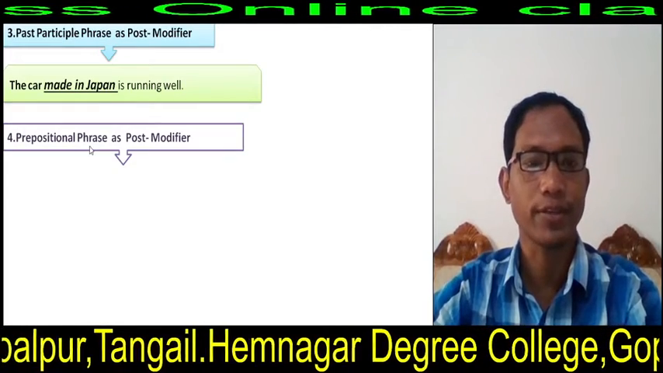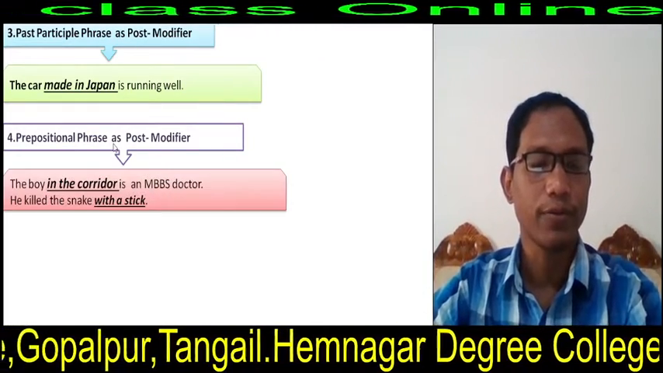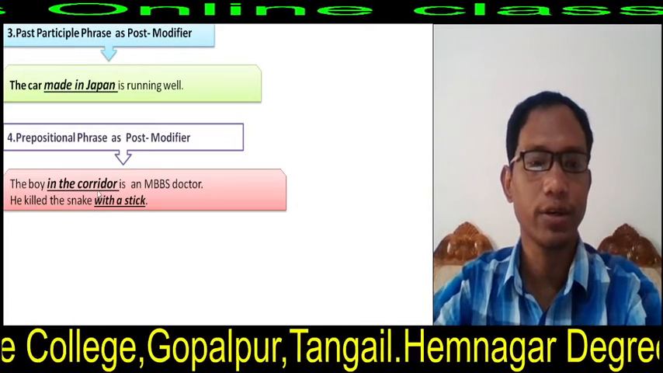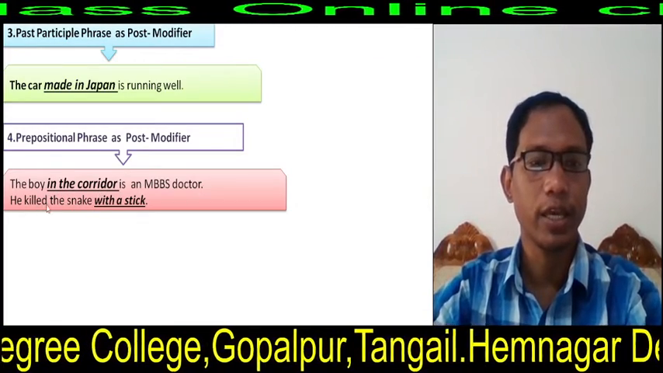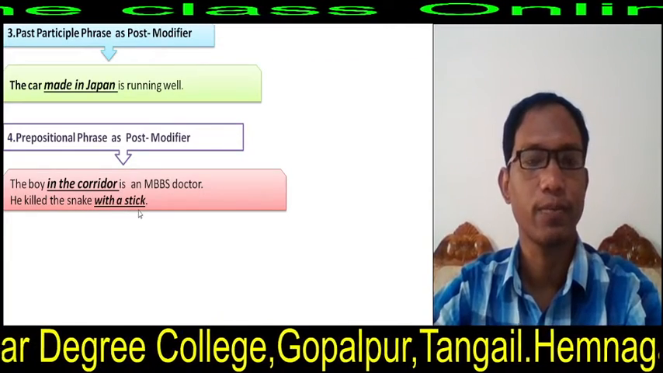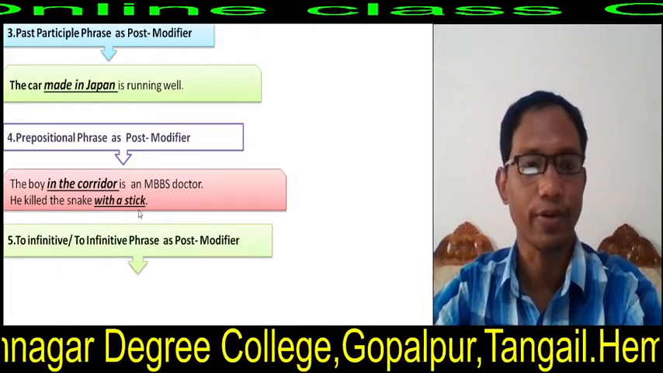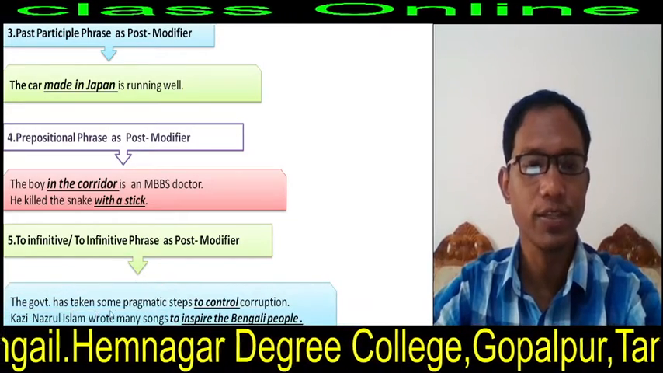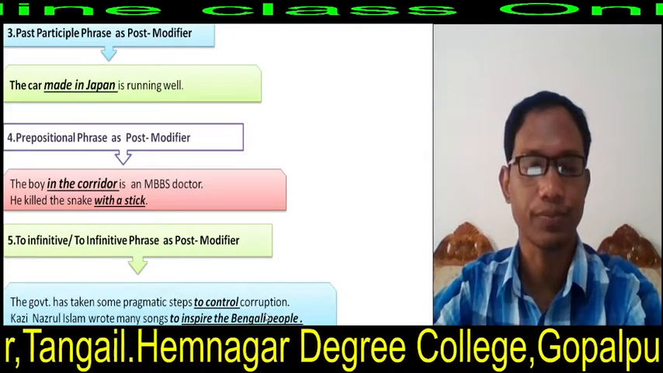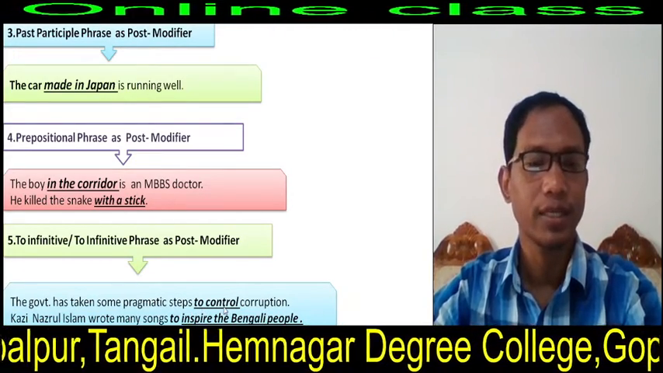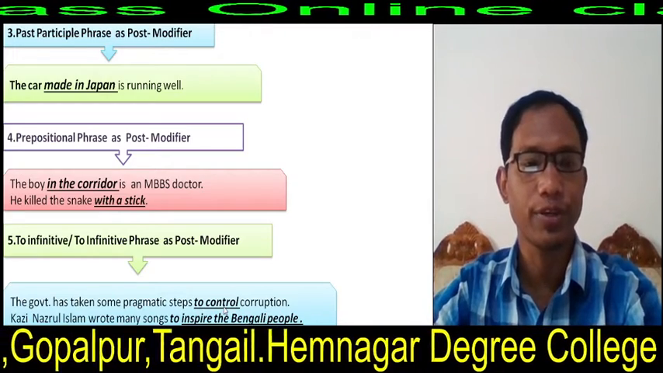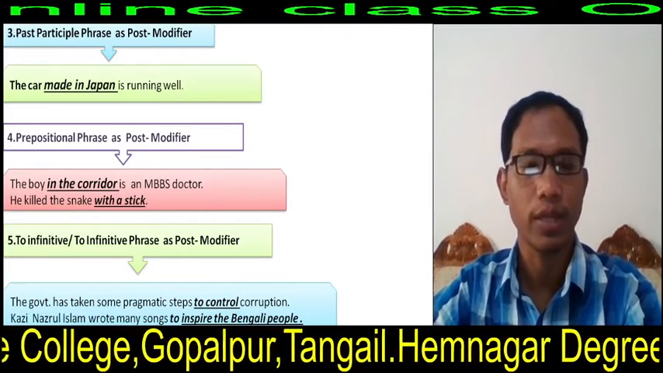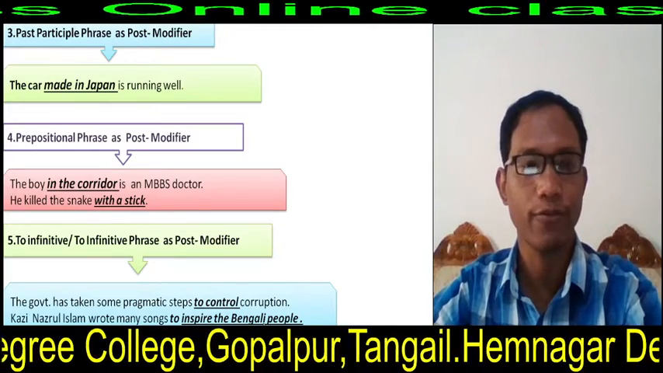Prepositional phrase as post-modifier. For example, the boy in the corridor is an MBBS doctor. Here in the corridor is a prepositional phrase. He gave the snack with a stick. With a stick here is a prepositional phrase as post-modifier. To-infinitive or infinitive phrase as a post-modifier. For example, the government has taken some pragmatic steps to control the corruption. To control is a to-infinitive used as post-modifier. Kazi Nazrul Islam wrote many songs to inspire the Bengali people. Here to inspire the Bengali people is a to-infinitive phrase.